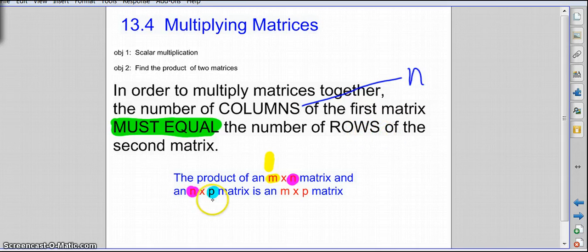So this is my second matrix down here. The number of rows is n. So the number of rows here and number of columns here must be the same. If that's true, then the resulting matrix will have the number of rows from the first matrix by the number of columns of the second matrix and result in an m by p matrix.